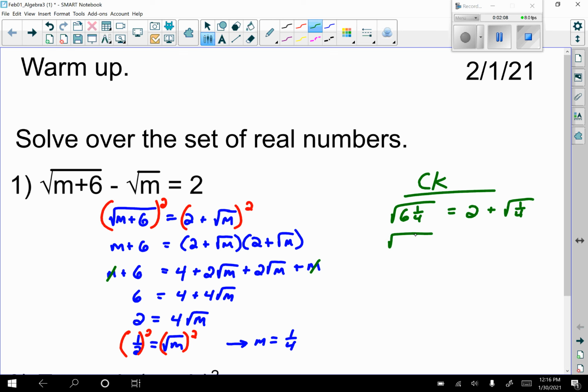Now for this, if you need to use a calculator, we could say 6.25. This is going to equal 2 plus 1/2. So if on your calculator you take the square root of 6.25, you do get 2.5, which is equal to 2 plus 1/2. That's 2.5. So that checks.